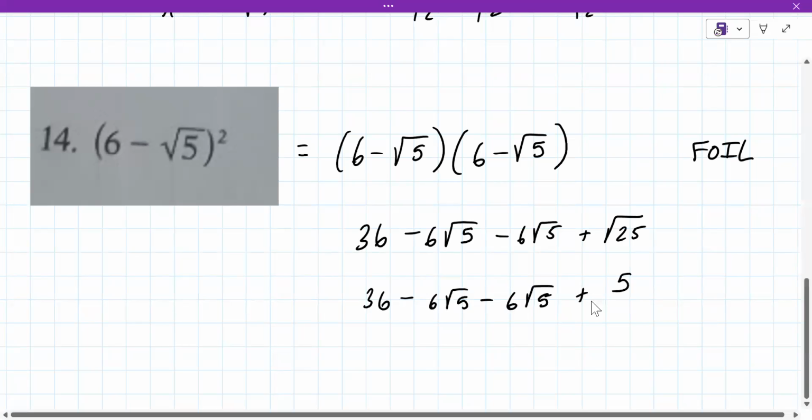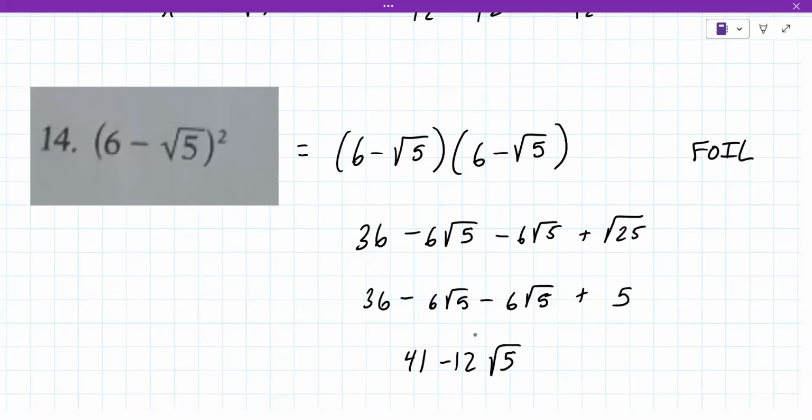Right? And then from here, you can combine like terms. So there, the numbers without the roots, you got a 36 and a 5, that's 41. You have minus 6 square root of 5 minus 6 square root of 5. So the answer is a square root of 5. And you look at, okay, what's minus 6 minus 6? Well, that's minus 12. They combine together in that way.